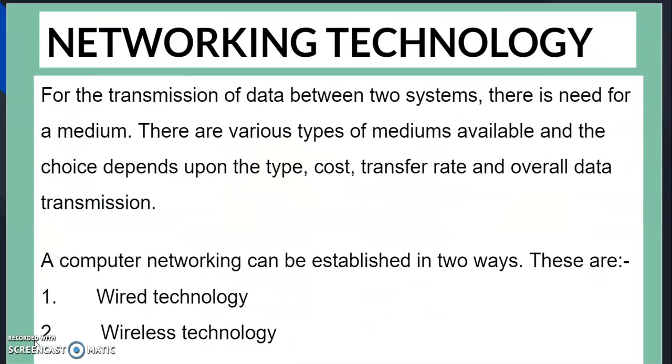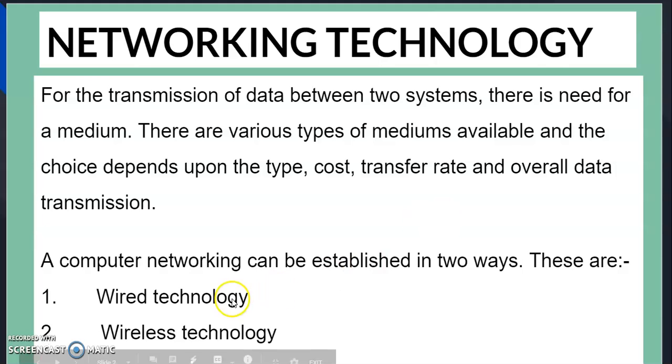So, for the transmission of data between two systems, there is need for a medium. Okay, before data is transferred between two systems, there is a medium. The medium could be wired, it could also be wireless. So what influences the choice of the medium to use? Could be your cost. You'll be considering the transfer rate and then the overall data transmission. Those are the things that may help influence the choice of which of the technologies you should use.